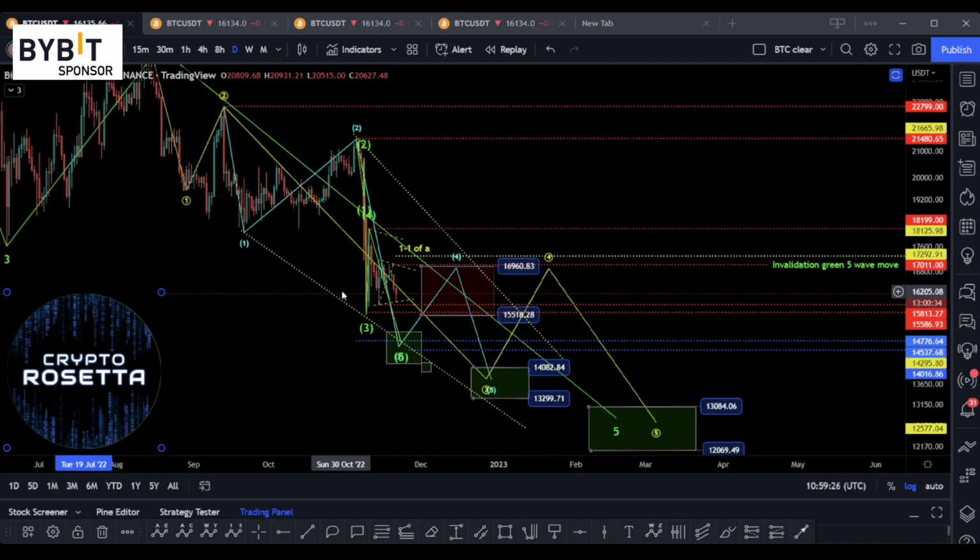Okay, so it's been a really boring weekend. I don't know about you guys, but I almost fell asleep with my computer trying to chart some of these things. It's just been so sideways.